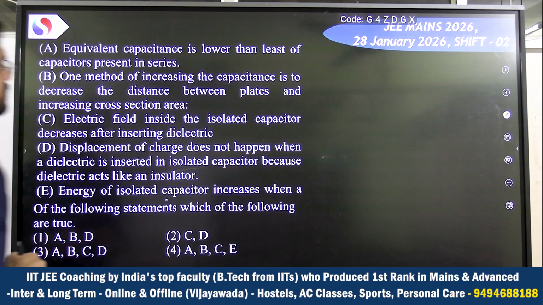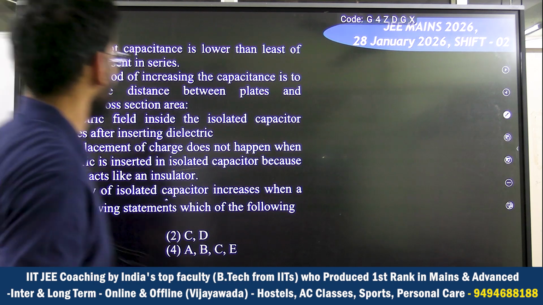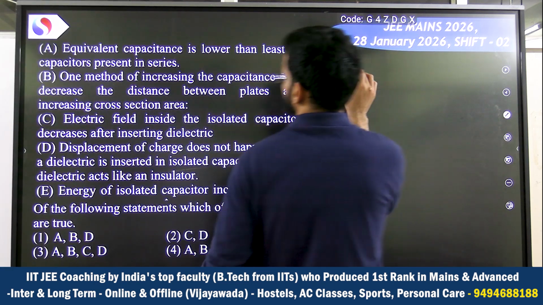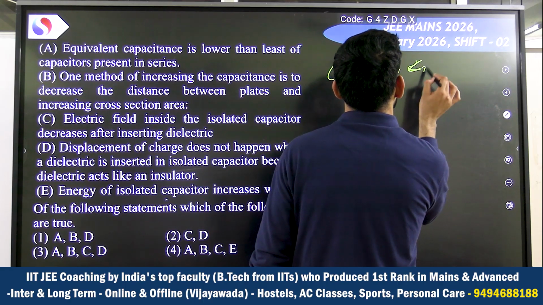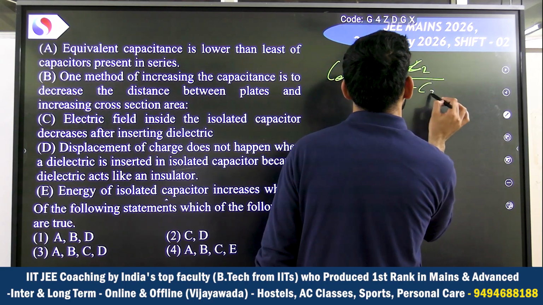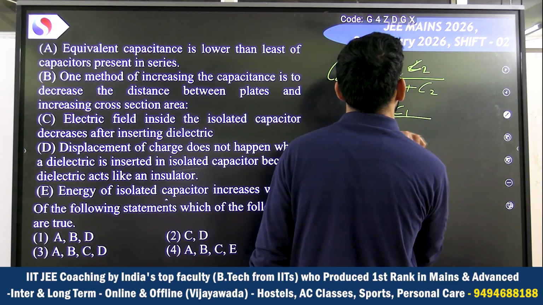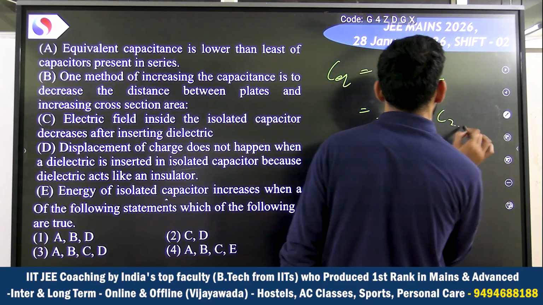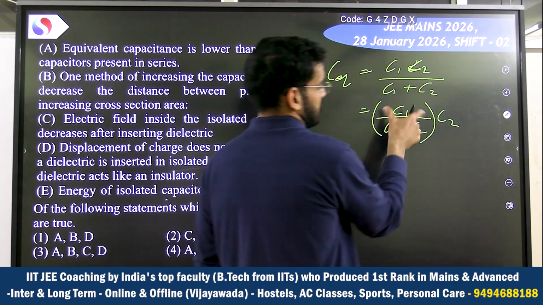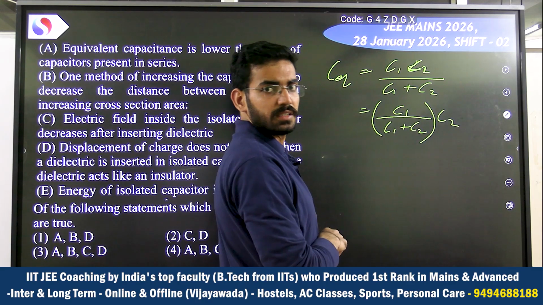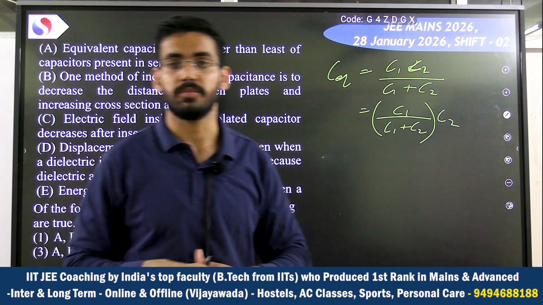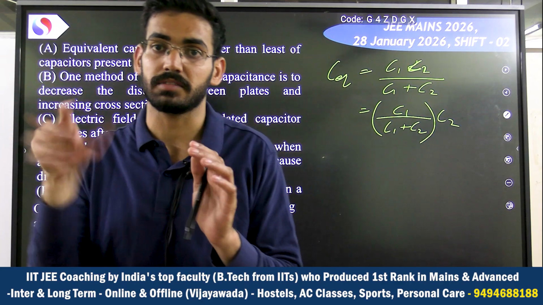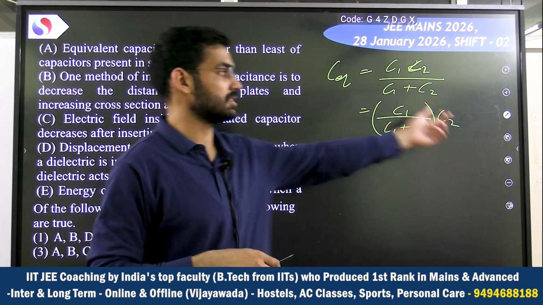Equivalent capacitance is lower than the least of the capacitors present in series. Yes, we have seen this while calculating R equivalent. So in series, what happens? C equivalent is nothing but C1 C2 by C1 plus C2. So here you can say C1 by C1 plus C2 times C2, meaning this factor is less than 1, right? Multiply with C2, so C equivalent is less than C2, because you are multiplying C2 by a factor which is less than 1. So that's why C equivalent is less than C2.